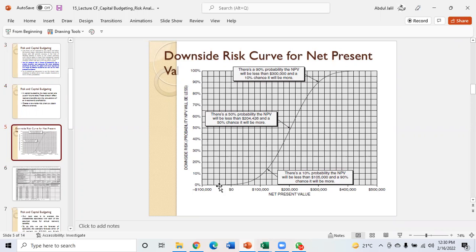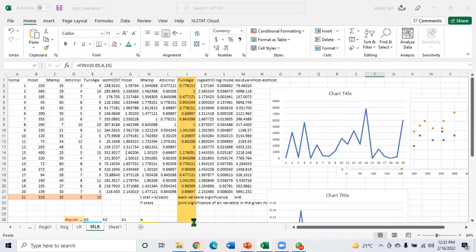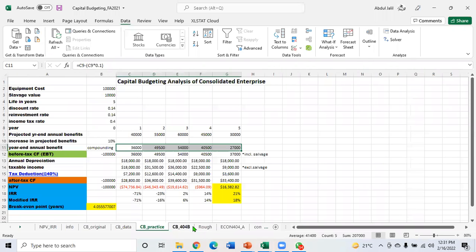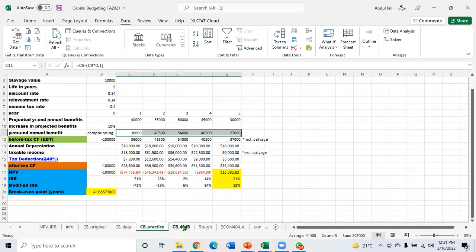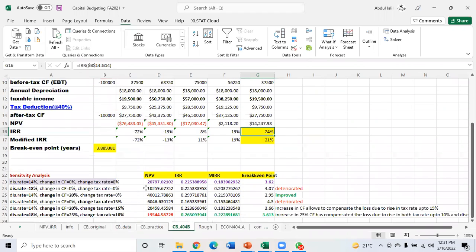You can find out your net present value ranging from 0 to the maximum level, and you are going to assign the probability for each possible value of your NPV. Just like last time we have observed these values of NPV. Just like in this example here, these are the values of NPV, right?